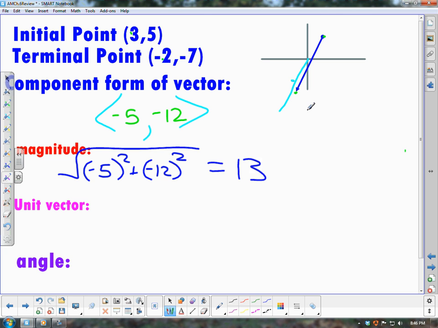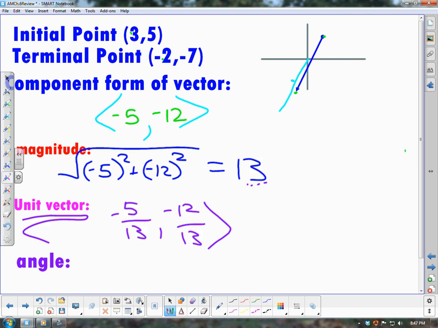Then the unit vector. Remember, a unit vector has a magnitude of 1, so we just have to take the vector and divide it by the magnitude. And there's our unit vector. And for the angle formed by this vector, you would want to do inverse tangent of 12/5, and that is 67.4 degrees.